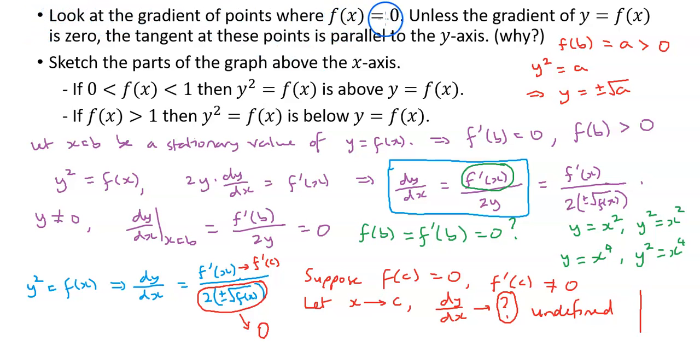If f of x equals 0, then unless the gradient of the graph of y equals f of x is 0, then the tangent at these points, and I guess to make it absolutely clear, I should say in the y squared equals f of x graph, is parallel to the y-axis because it has an undefined value of dy over dx at these points.